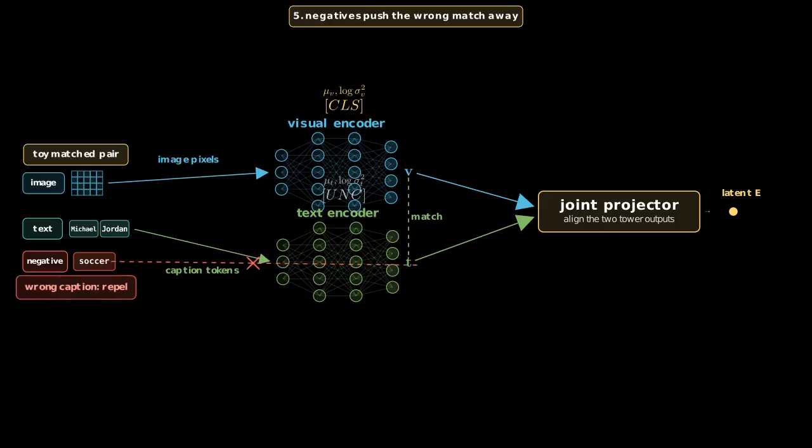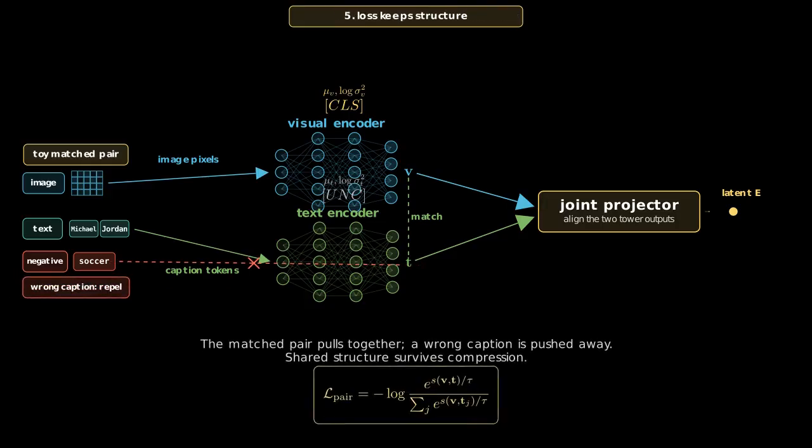Step 5. The loss keeps the useful structure and pushes away the wrong caption. This is why token compression works at all. The encoder and decoder are trained together. The bottleneck is optimized end-to-end, and the loss tells the system what information must survive the trip through it.